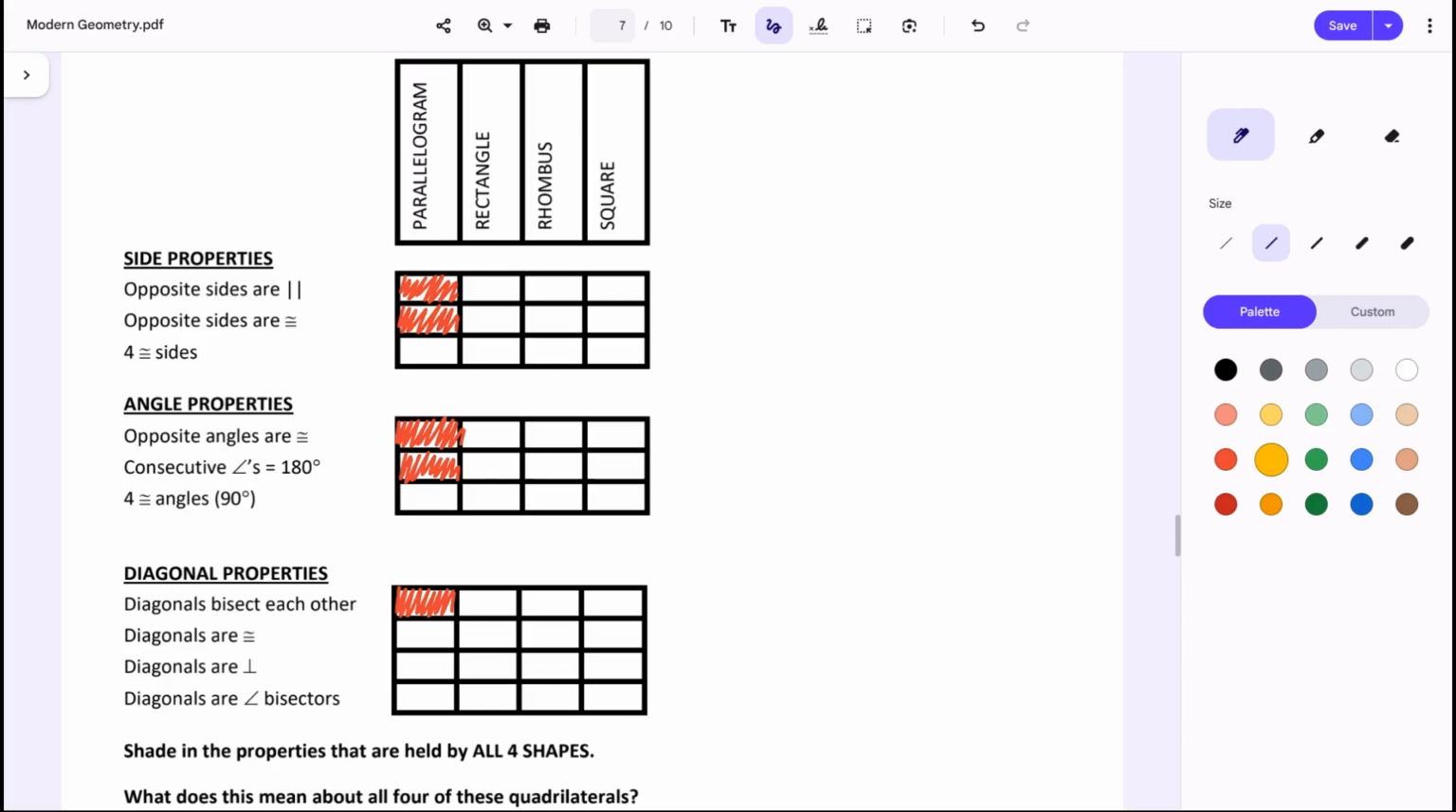Now for a rectangle, we had some of those same properties show up. For the sides, we shaded in the same two for a rectangle on our side properties. For our angle properties, we were actually able to shade in all three. And for the diagonals, we were able to shade in the first two.